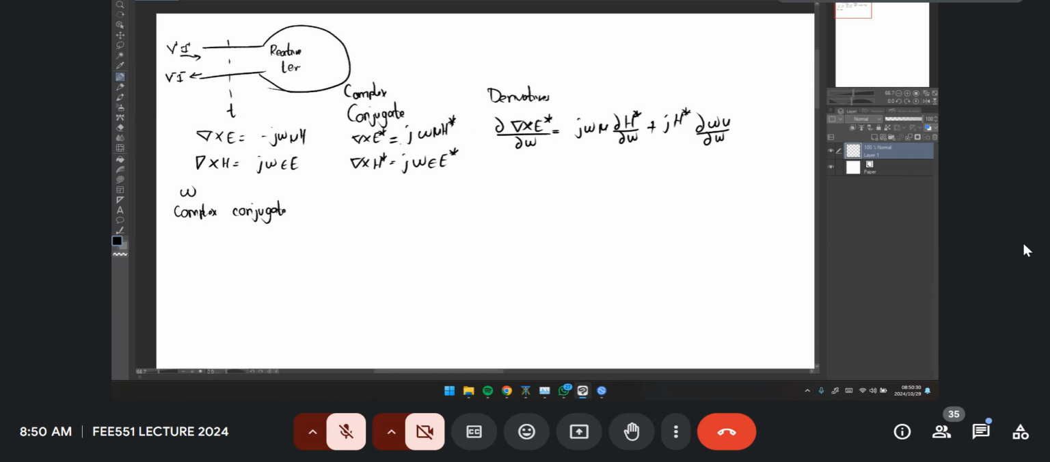I hope you can see what I'm doing here. I'm using basically the product rule of differentiation, whereby this J is our constant, and then our factors for differentiating are omega U and H. So this will be the result for the first one, and then for the second one, it will be negative J omega E.